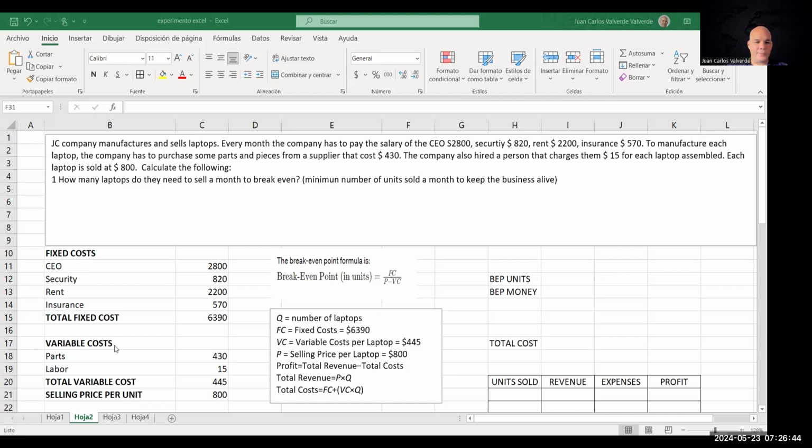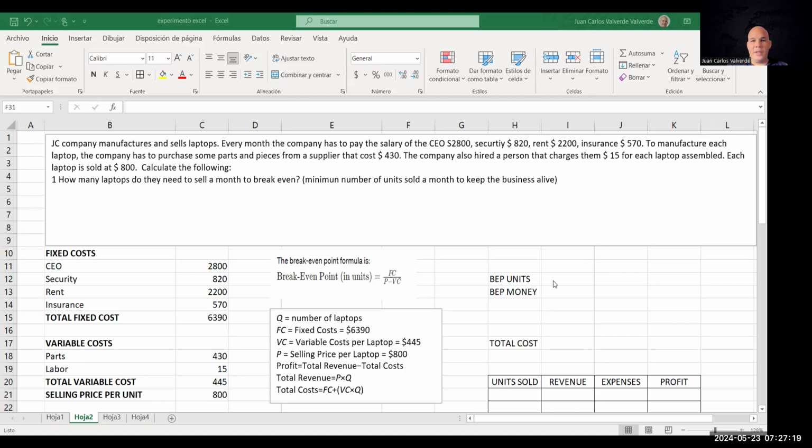Now, on the other hand, there's another type of cost. They're called variable costs because for each laptop that you assemble, you need to buy parts from a supplier, and you have to pay a person $15 to assemble the laptops. So, for example, this person charges you $15 per laptop. So if the person assembles two laptops, he will charge you $30. And also you have to pay here $860 for two laptops, right? But just $430 for one, all right? So that's how we divided the costs into different categories.